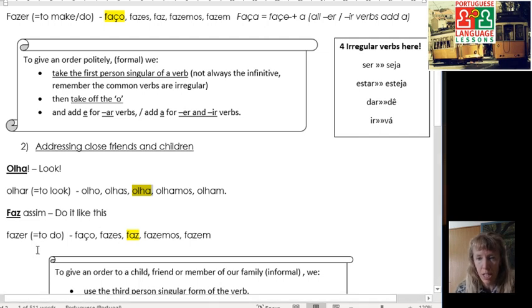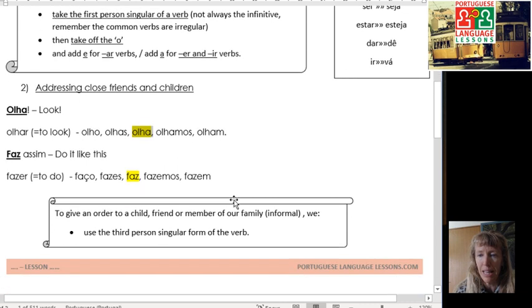Faz comes from fazer. And where is this coming from? Faço, fazes, faz. The third person. Fazemos, fazem. So, to give an order to a child, friend, or member of your family, the informal, we just use the third person singular of the verb.